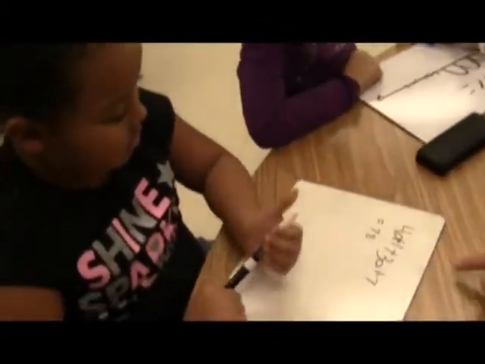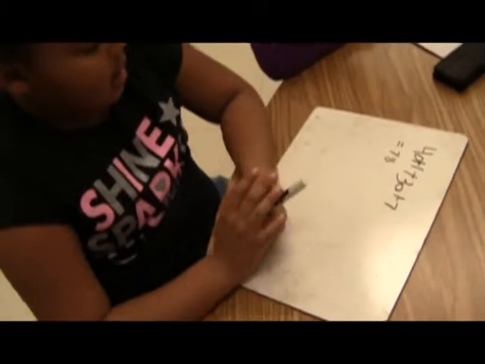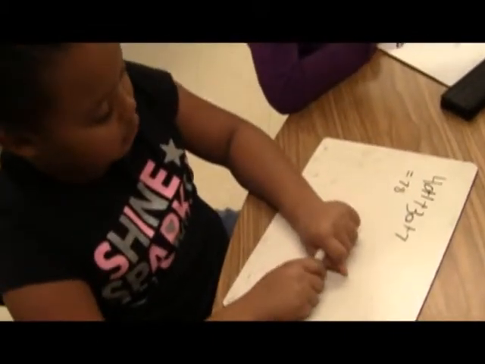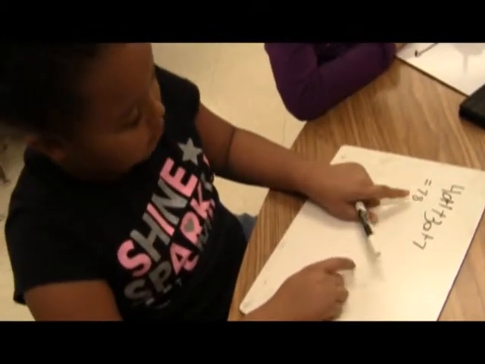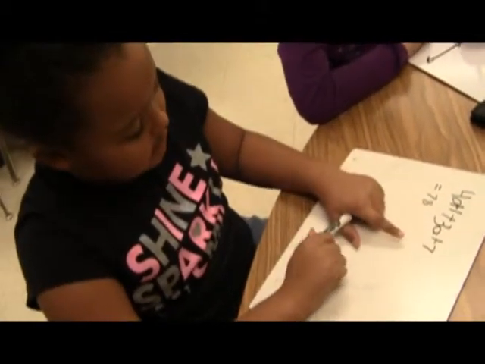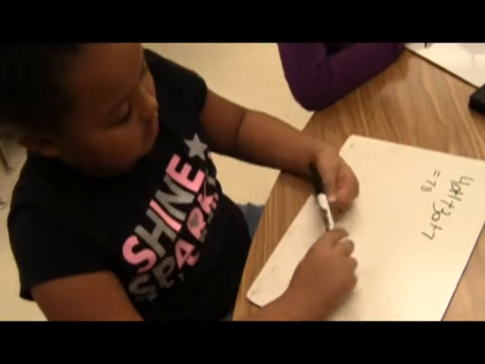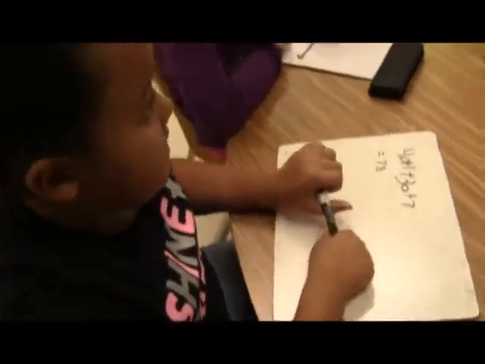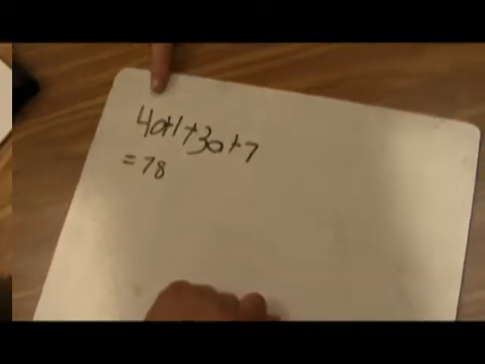Okay, so explain to me what you did. I know that 40 plus 30 is 70, and 1 plus 7 is 8. So my answer is 78. Very good.